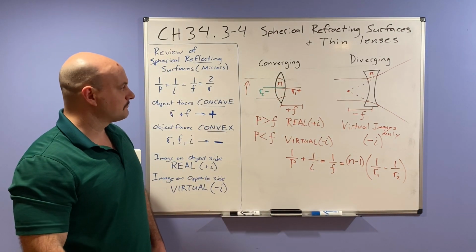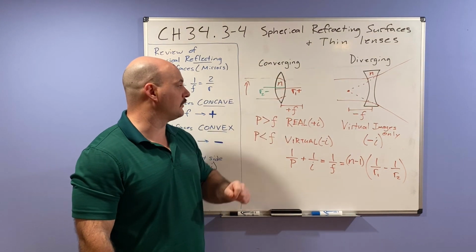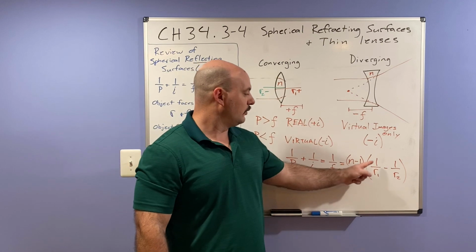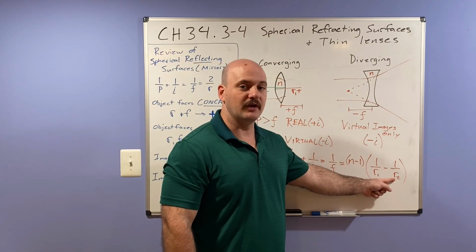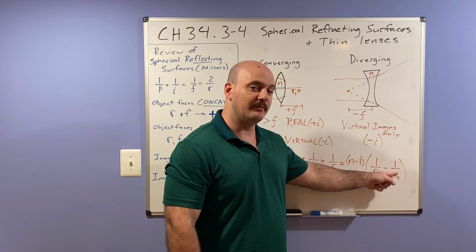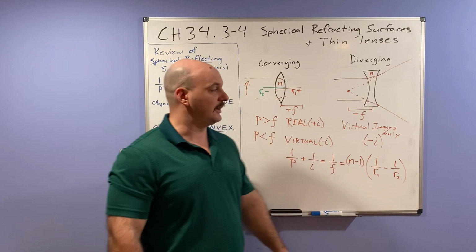Okay? So you can see, in order to get a positive focal length for the converging lens, we have 1 over a positive number minus 1 over a negative number, right? That minus a minus becomes a plus, so that gives us a positive focal length.